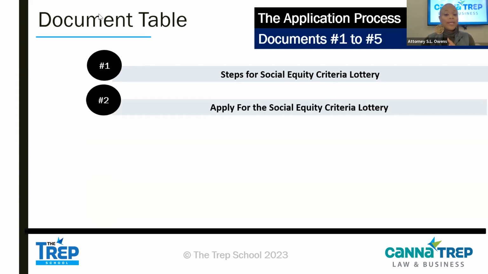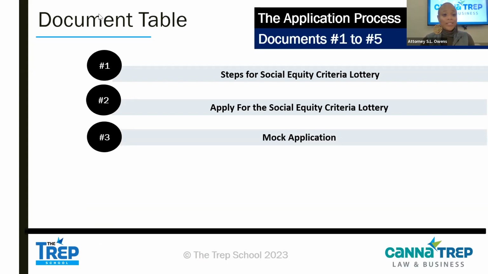The next document on there is the apply for the social equity criteria lottery. That is a link to the application, the online portal. Then there's a mock application. I strongly recommend that you spend some time looking at that mock application. One of the things that you'll notice on the mock application is there are legal citations under some of the sections that tell you where the laws and rules are for that part of the application. And I recommend that whenever you see one of those legal citations, you go ahead and pull that rule or law up, which I also link on this table for you, and I'll tell you where in a second.